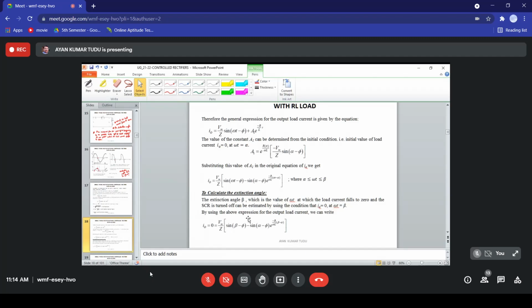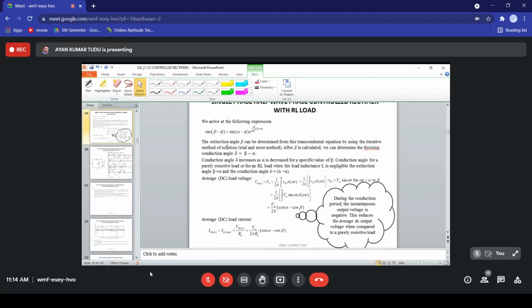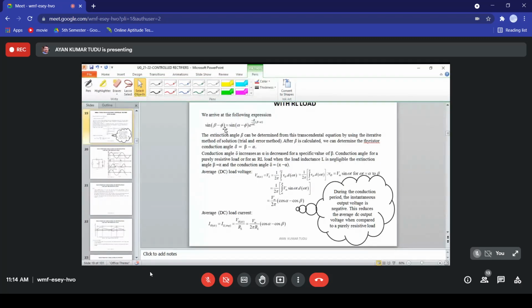We arrive at this expression: sine of beta minus pi equal to sine of alpha minus pi into e to the power minus R into beta minus alpha by omega L. The extinction angle beta can be determined from this transcendental equation by the trial and error method. After beta is calculated, we can easily determine the thyristor conduction angle, delta equal to beta minus alpha.